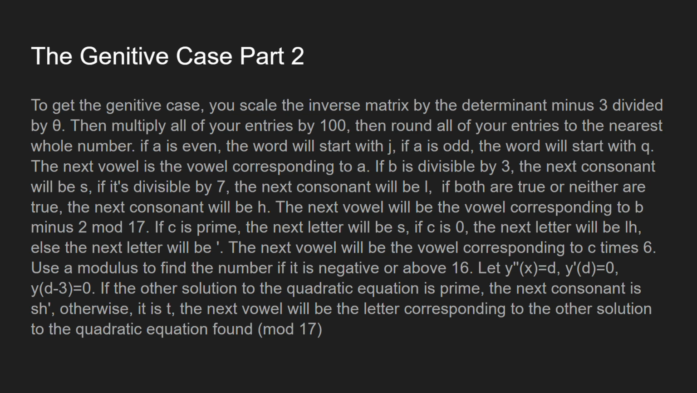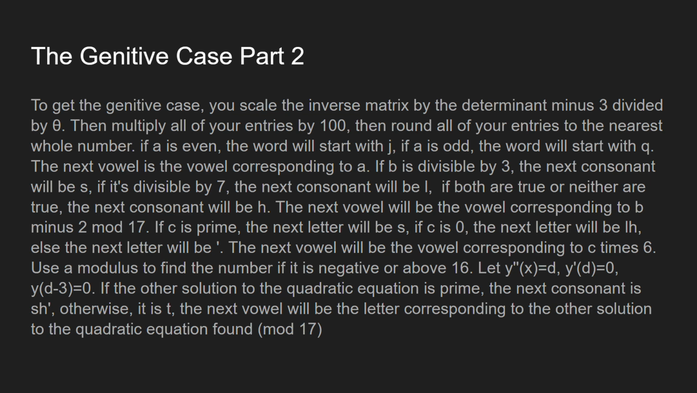And then you divide it by theta, then you multiply all of the entries by 100, then you round all of the entries to the nearest whole number. So this will give you a whole number matrix with nothing at the front. So if a is even, the word will start with y. If it's odd, it will start with a. And then the next vowel will be the vowel corresponding to a mod 17.